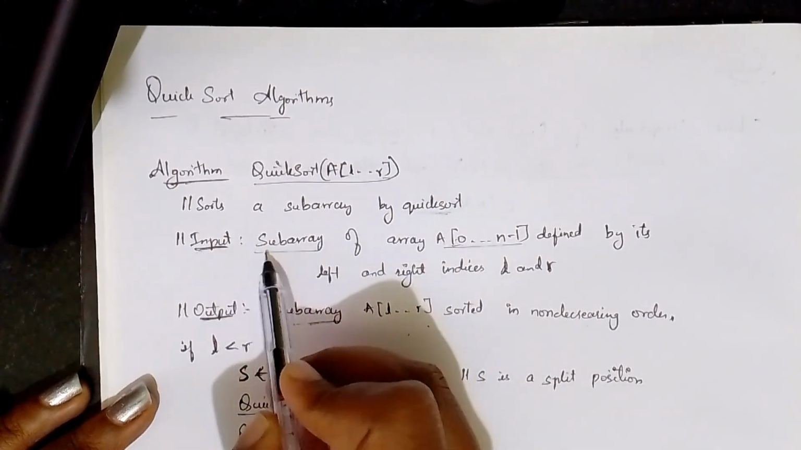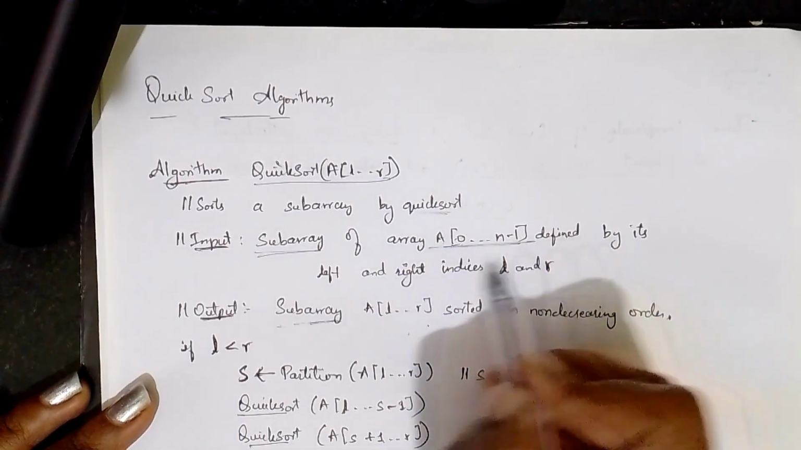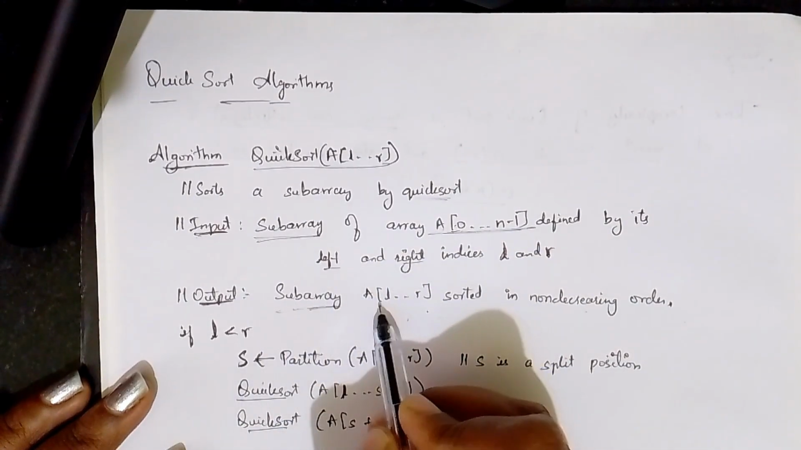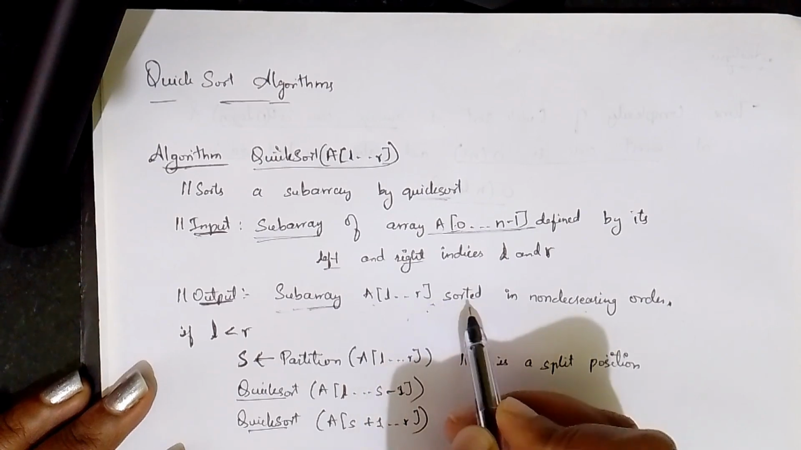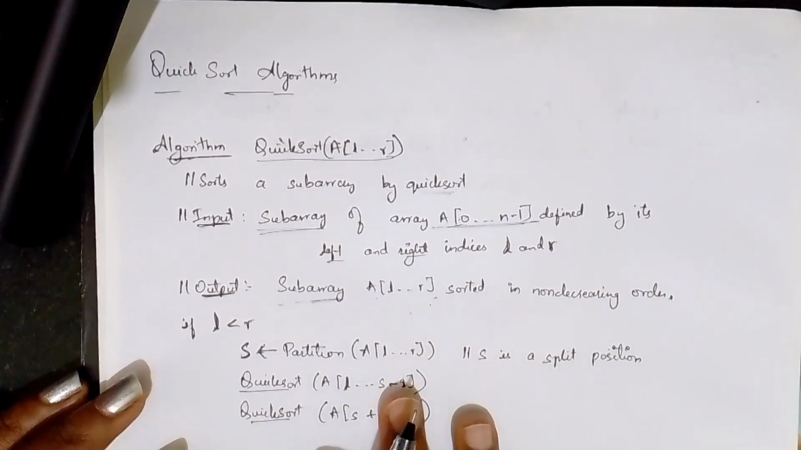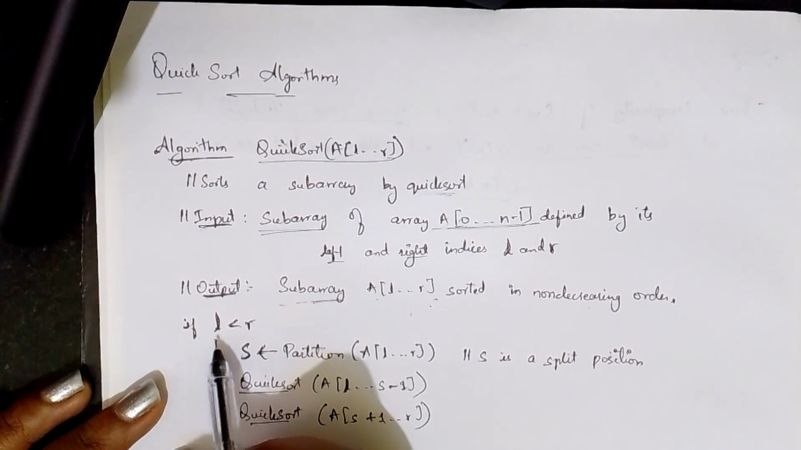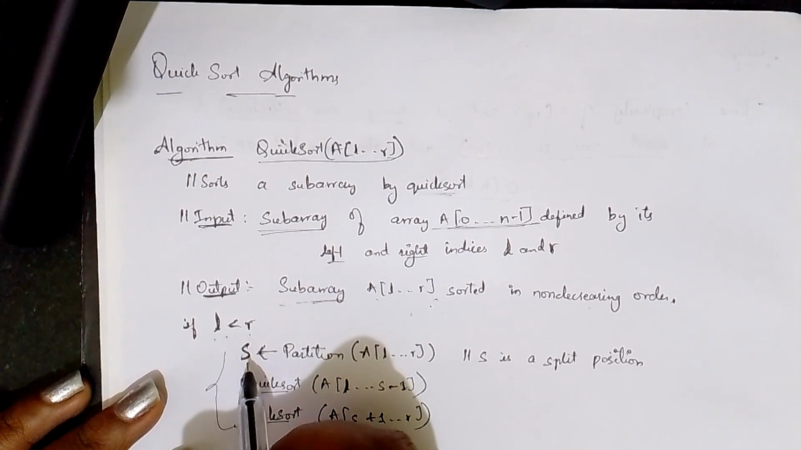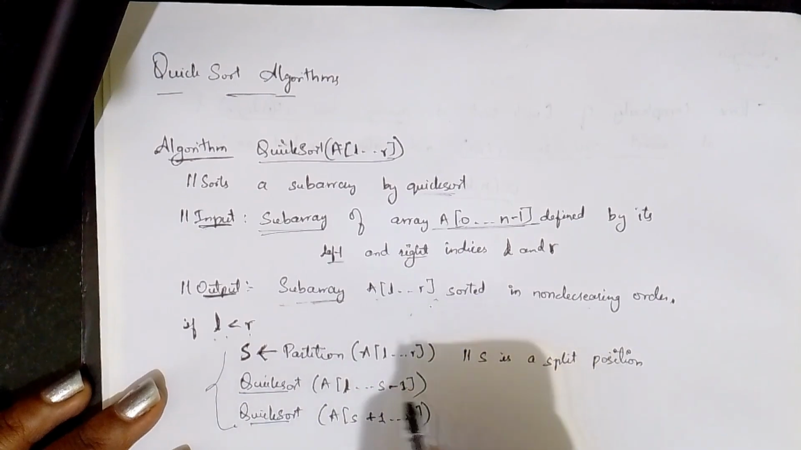Here we are taking input as a subarray of the original array defined by its left and right indices. In the output we will get the sorted left and right subarrays, sorted in non-decreasing order. If the left index is smaller than the right, then we have to perform these steps. Here S is the split position, from where we are going to do partitioning of the array.